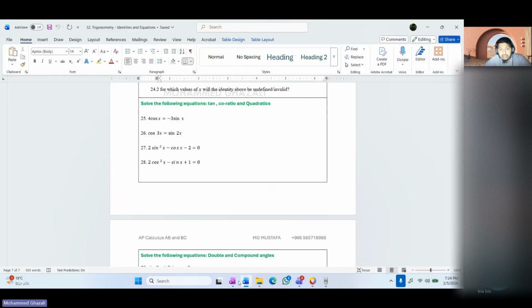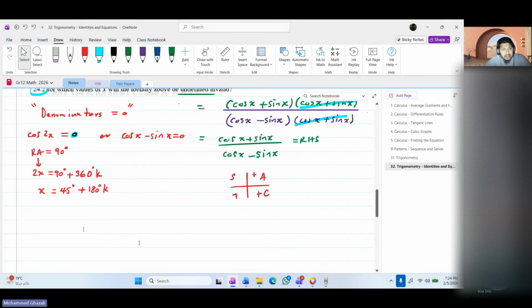Oh yes, sorry, we need two general solutions here, right? So what I have done here is we have just solved a general solution for the first quadrant. This was quadrant 1 general solution. And what about quadrant 4? You have to minus the reference angle. So 2x is equal to 360 minus the reference angle, which is 90, right?